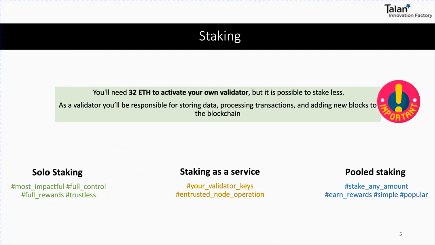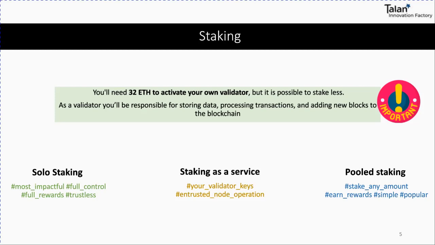So, staking. Now the interesting part. We all talk about proof of stake, and staking is green and less energy consuming than proof of work. But let's see how we can really stake. You will need at least 32 ETH to activate your own validator.